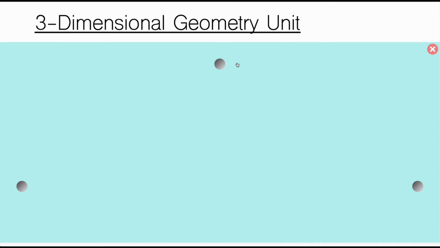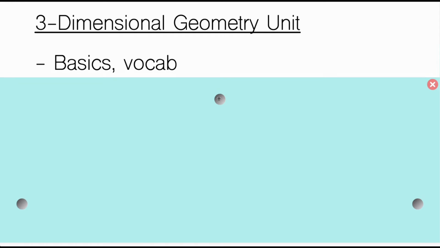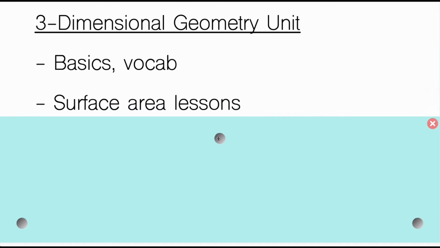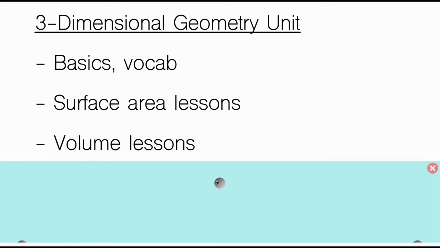Back to 3D geometry, and today we're moving on to the last section of this unit. As a recap, we've done some basics and gone over the vocab that was necessary for this unit. You've done well with that. We've done surface area of all types of shapes. That was a large focus of last week. And to kick off this week, we're going to be moving to volume.